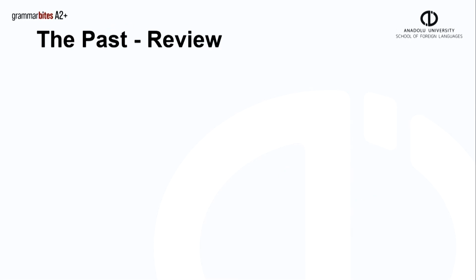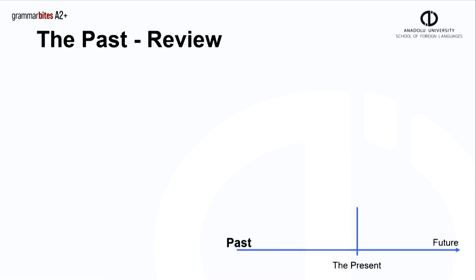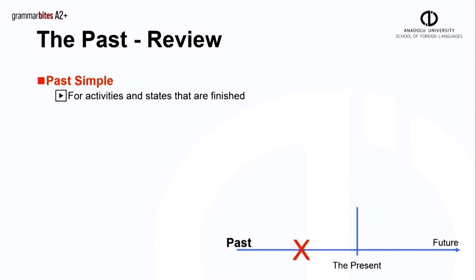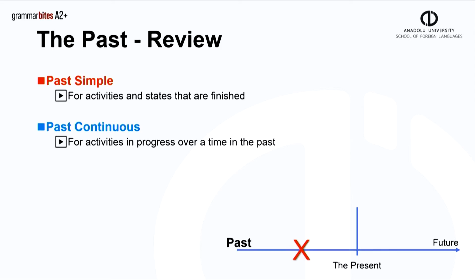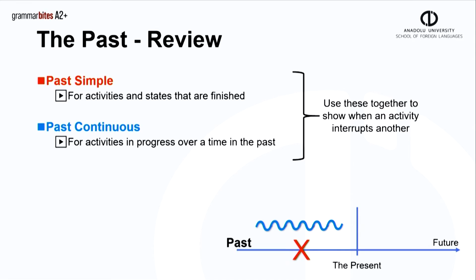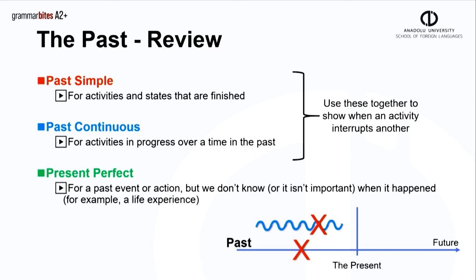Now let's look at the tenses we can use to talk about the past. There's the past simple tense for activities and states that are finished. There's the past continuous tense for activities in progress over a time in the past. And we can use these two tenses together to show when one activity interrupts another. The present perfect can also be used to talk about a past event, when we don't know or it isn't important when it happened, such as a life experience.